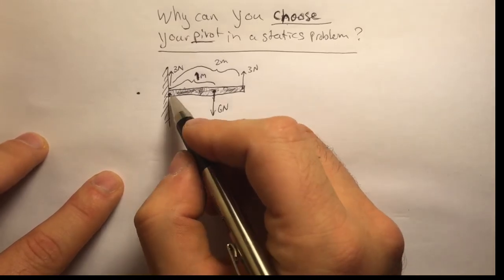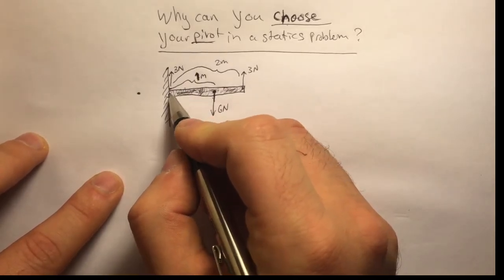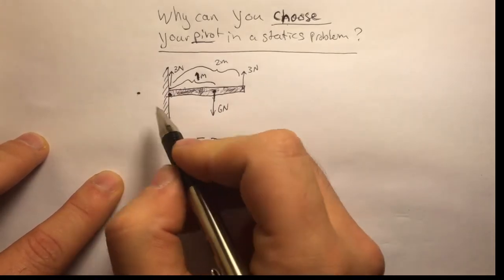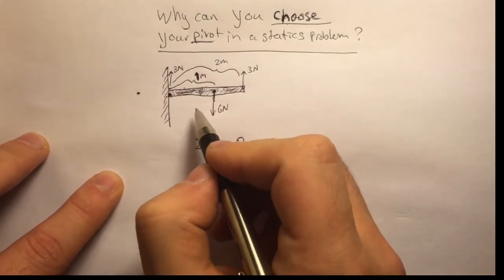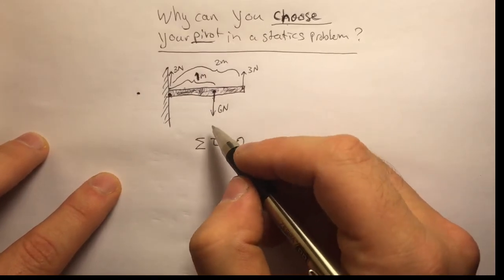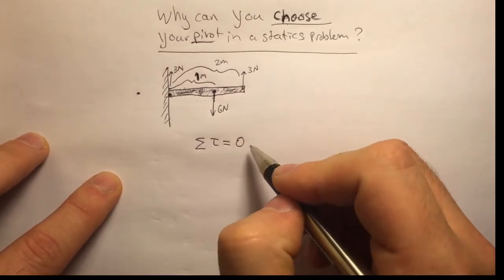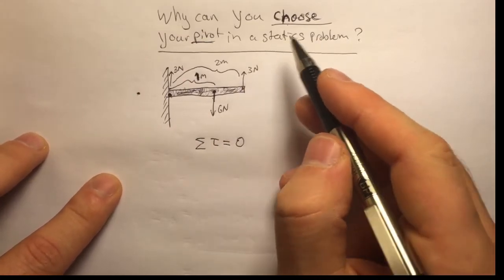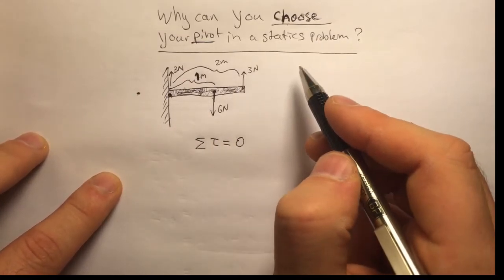So if you have no rotation around this point, then that means this thing just isn't rotating. So it's also not rotating around here, it's not rotating around here, it's not turning at all. So the sum of torques has to equal 0 no matter where you are. So that's conceptually why you can choose your pivot in a statics problem.